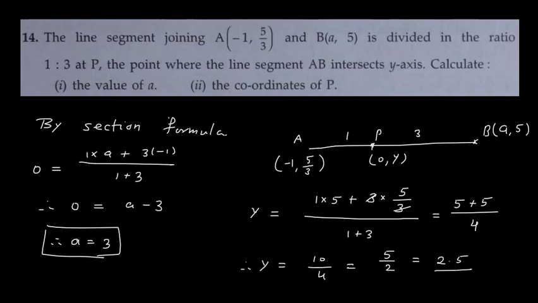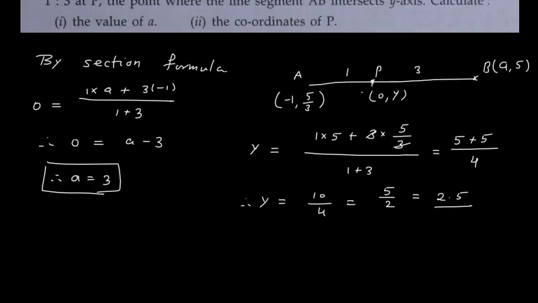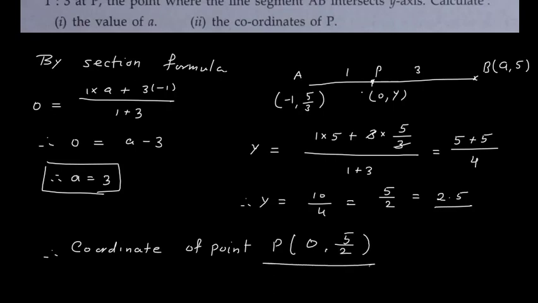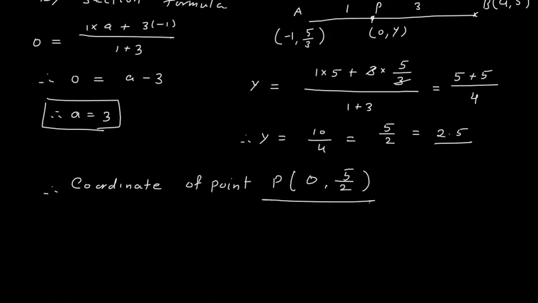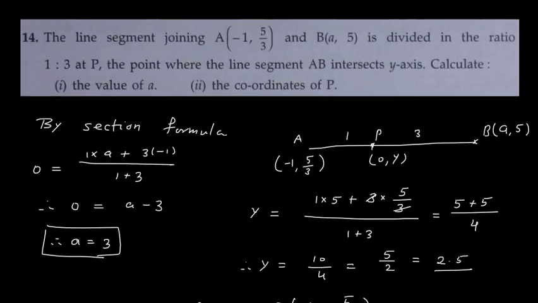So this is y. Therefore the coordinate of point P is: its x coordinate is 0 and its y coordinate is 2.5, or you can say 5 divided by 2. This is the coordinate of point P. So the value of A we got is 3, and the coordinate of point P we get is 0 comma 5 divided by 2. This is question number 14.